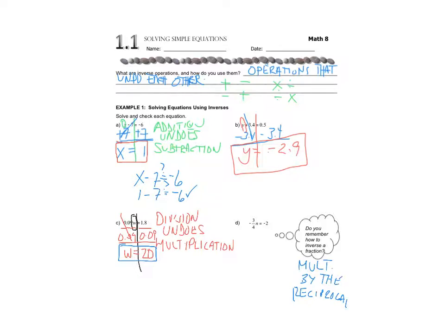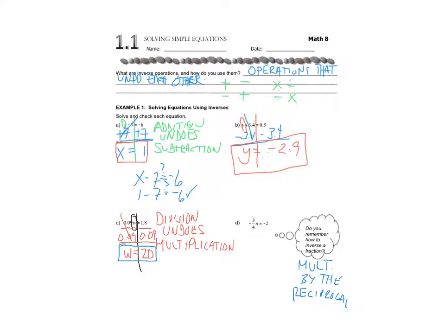Okay? Now remember, what is a reciprocal? A reciprocal is when you take the numerator and denominator and switch them. So if it was in the numerator, when I do the reciprocal, that number is now in the denominator, and whatever was in the denominator is now in the numerator. So why does that matter?